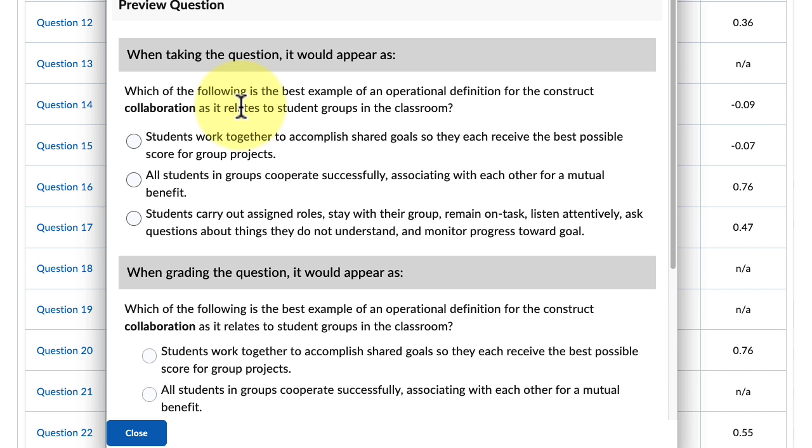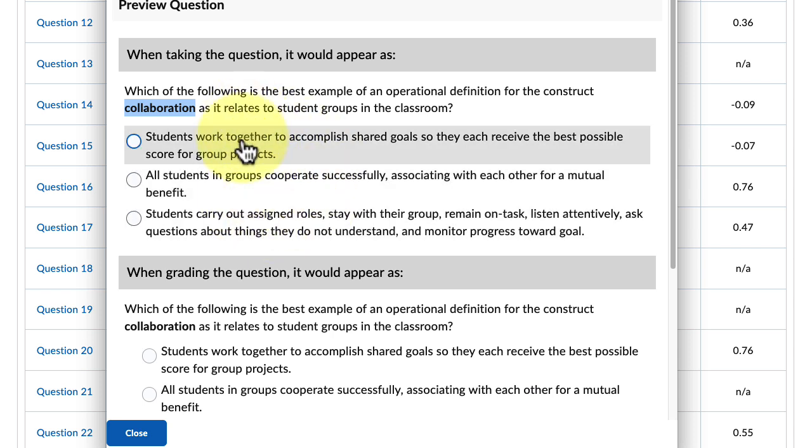Okay, which of the following is the best example of an operational definition for the construct collaboration as it relates to student groups in the classroom? Okay, so if you recall, an operational definition is a definition that describes how you know you have it and how you know how much you have. So how do you know you have collaboration? Let's take a look at the three choices.